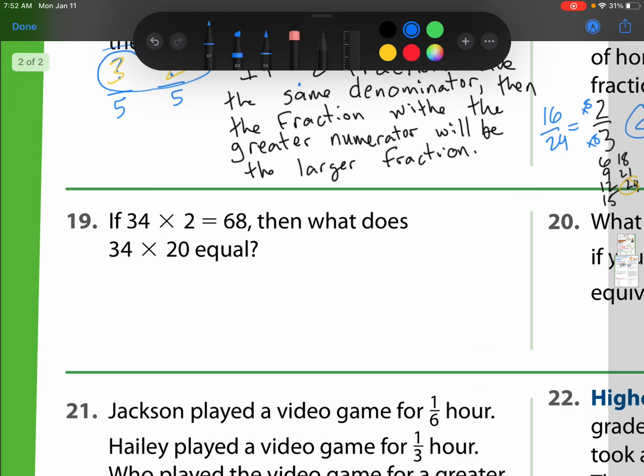Number 19. If 34 times 2 equals 68, then what does 34 times 20 equal? Well, remember, all we do when we multiply by zeros is we take the 0 off, we multiply, which they just showed us is 68, and then we add that 0 back on. So our answer is 680.